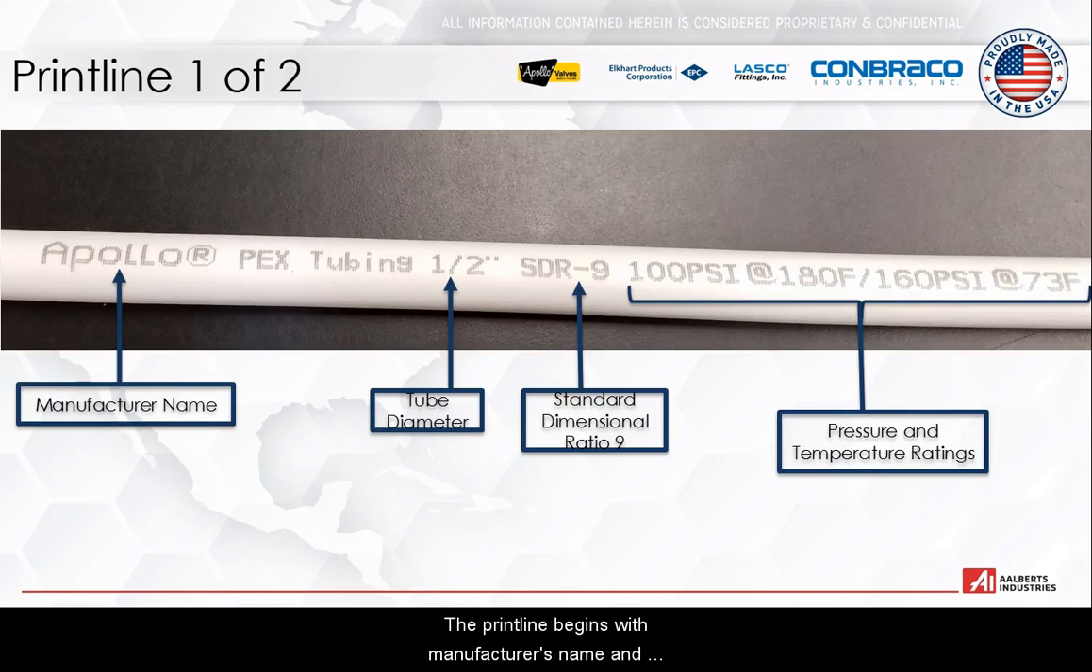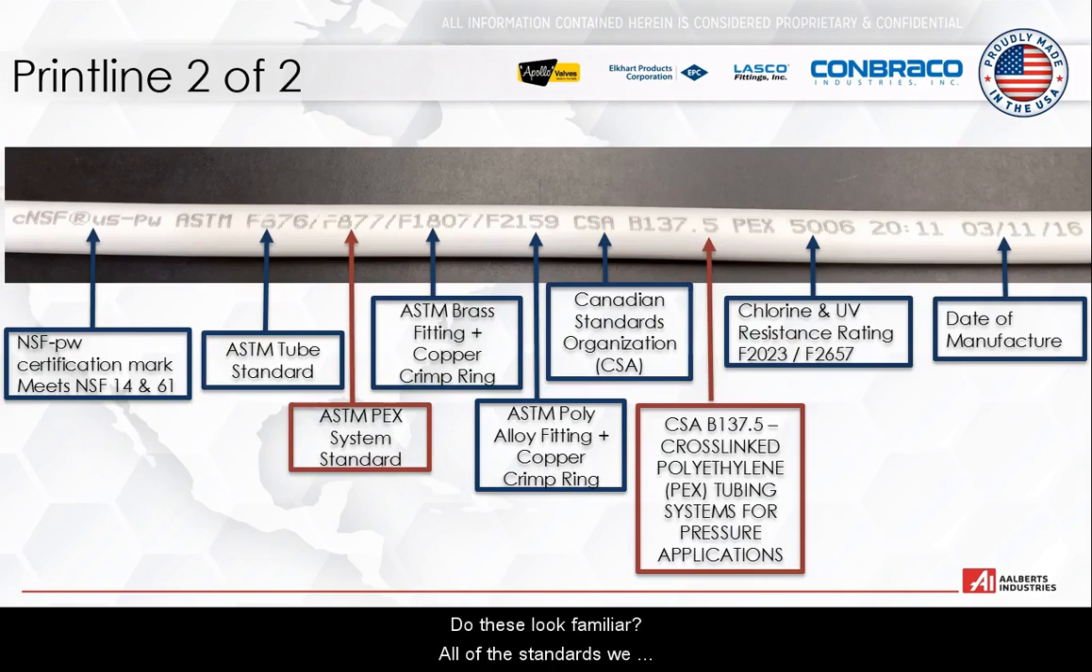The print line begins with the manufacturer's name and diameter of the tube. Pressure and temperature ratings are also listed. Did these look familiar? All of the standards we learned about are listed on the tube, as well as the date of manufacture.